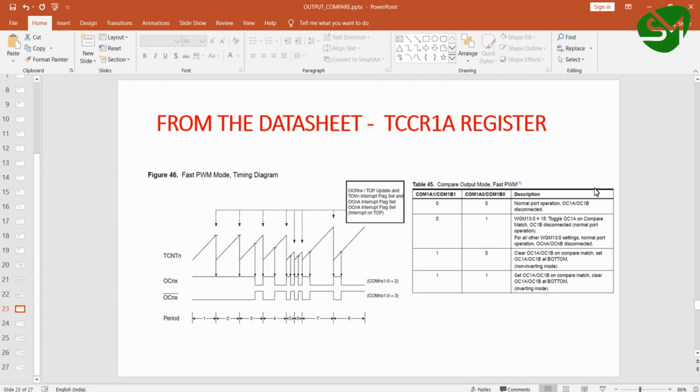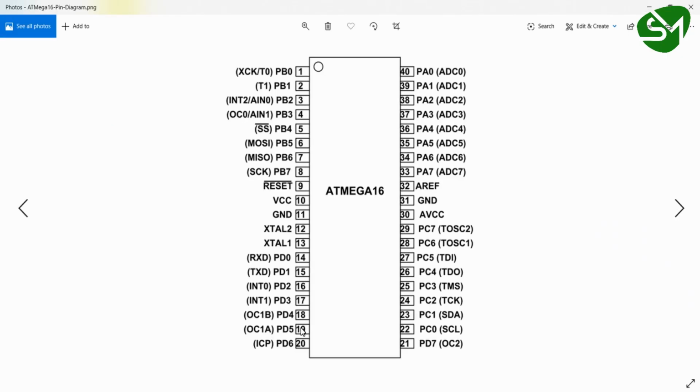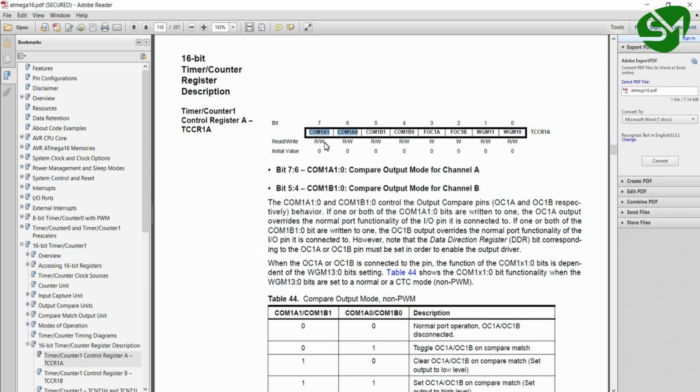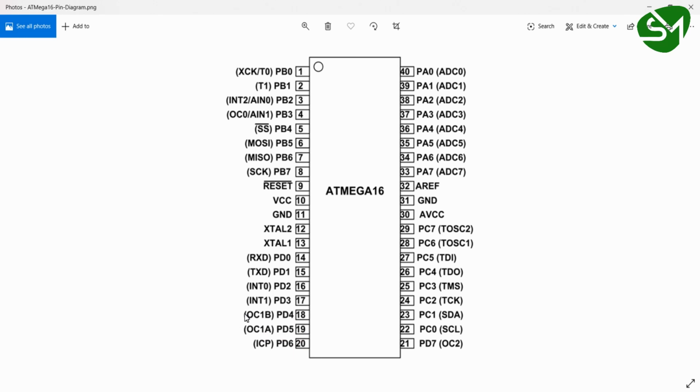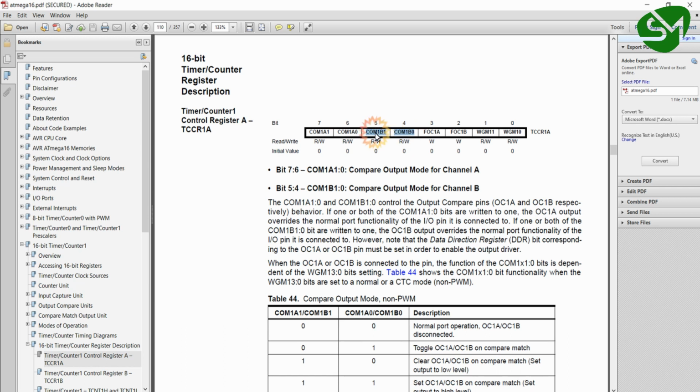You must know that the output compare pin of the timer 1 is only generating the PWM wave. So we will use only the channels of the output compare pin for generating PWM. You can see these two are the output compare channel A and channel B of timer 1. So we are just going to use this output compare channel A of timer 1 for generating PWM signals. That is why we are using these two bits, that is COM1A1 and COM1A0. If you are using this output compare channel B of timer 1, then you must configure these two bits, that is COM1B1 and COM1B0 of TCCR1A register.